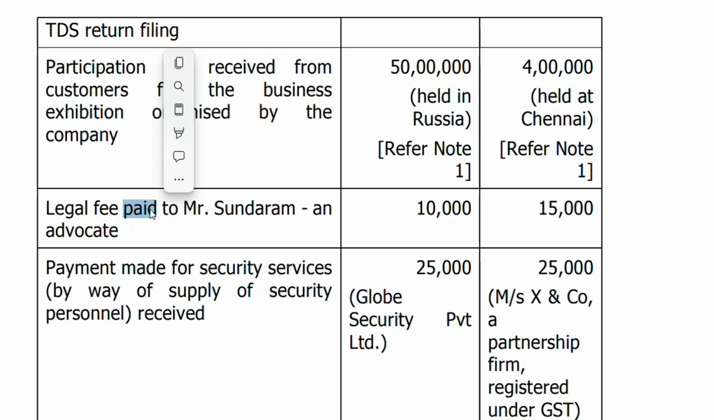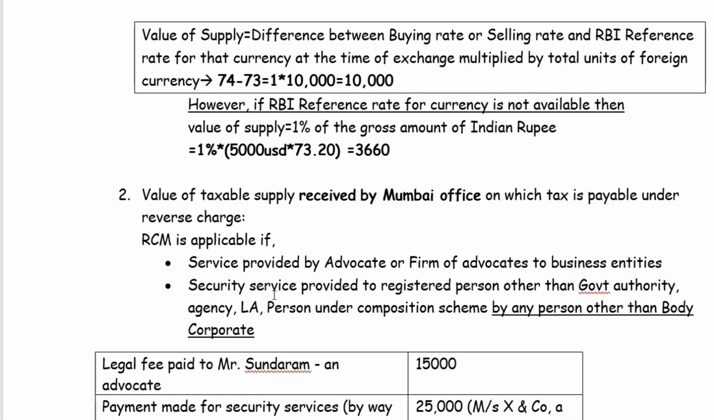Payment made for security service by way of supply of security personnel received. Again here payment is given. So inward supply, right? But you have studied the same: security services to any registered person, except whom? Other than government authority, government agency, local authority, person under composition scheme. Okay, except these four, if security service is provided to any registered person, then by whom? By any person other than body corporate.